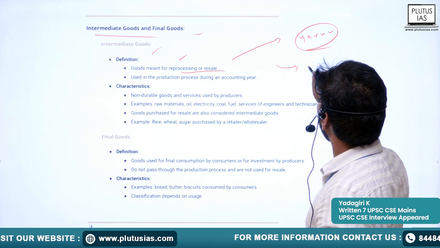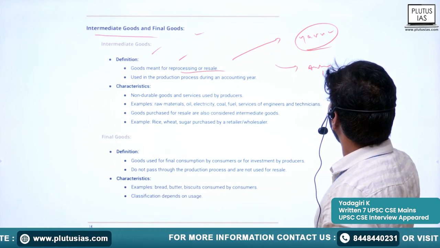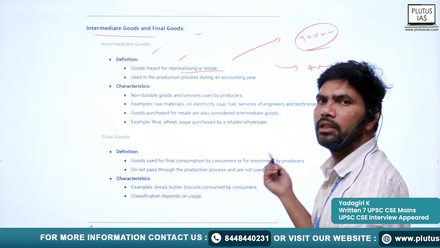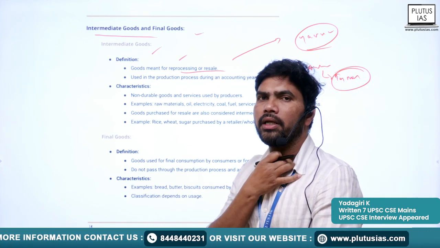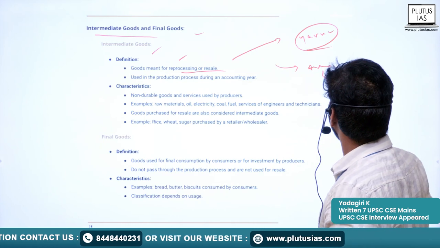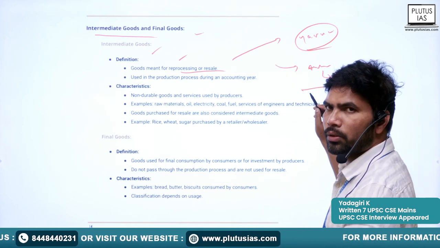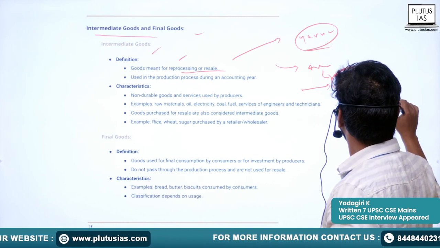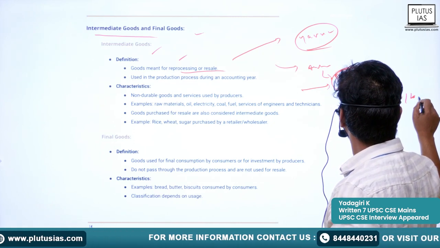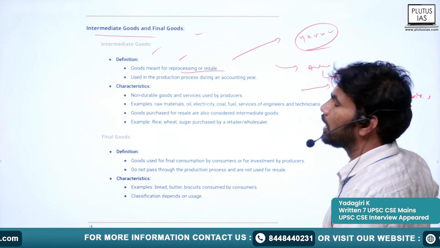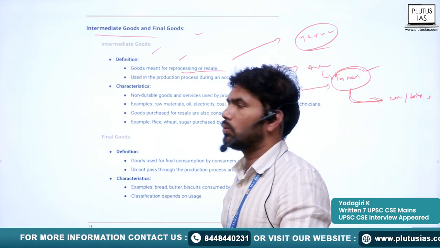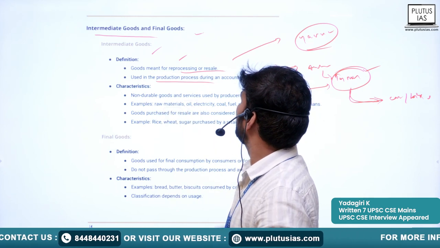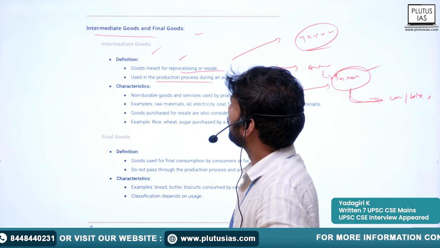If we see automobiles, the tires can be considered as intermediate goods. The tire is processed and produced from rubber. The tire itself will be used in a car or bike. So a tire is an intermediate good, right? It is used in the production process during an accounting year.